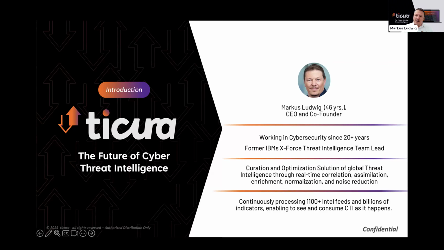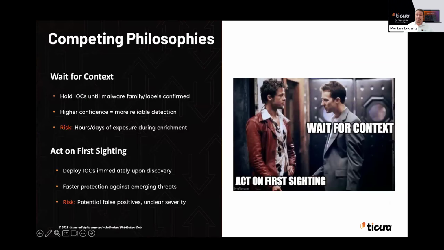In the next slides, I will have quite a bunch of numbers. And if you ask yourself where those numbers come from, they are based on our core analytics, which as of today means we are processing something like 1,100 threat intel sources continuously. And the numbers are based on that, just so you understand where those numbers come from.